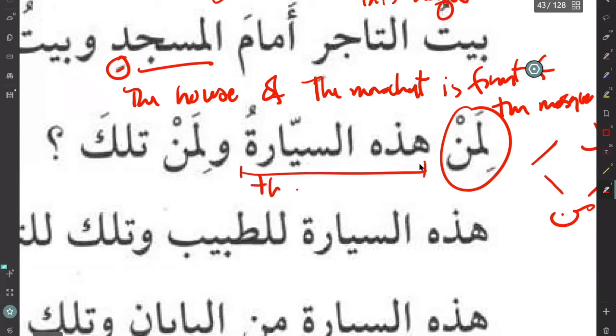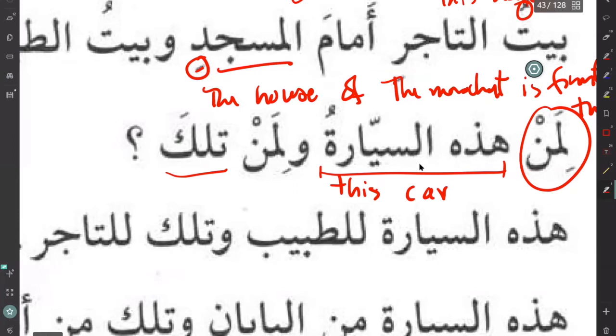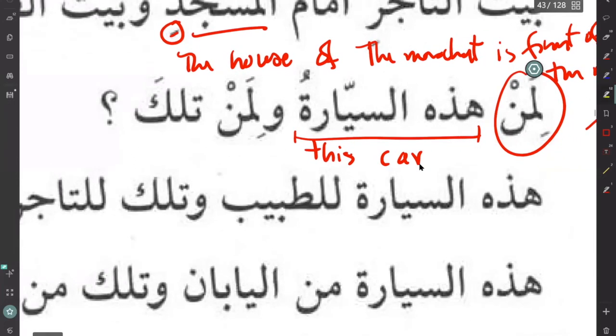Yes, so this part is this car. هذه السيارة, this car. So for who is this car? Or this car is for who? However you translate in English, the concept is there, right? Waliman tilka, and for who is that? So tilka here, in the context, you understand what's going on, right? So for who is this car and for who is that? However you translate in English, that's up to you guys, but that's the question. The concept is that, right? You understand? Clear? So again, they're trying to push you to get used to this kind of phrase.